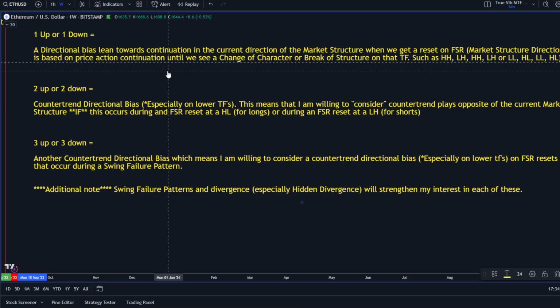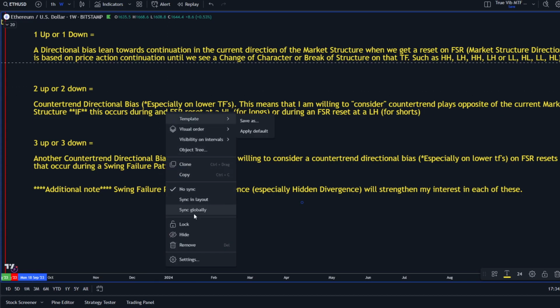But the answer to this, again, what I said is the definition is counter trend directional bias, which means that we've established that the directional bias might be down, but I'm willing to consider, you notice that's in quotations, counter trend plays opposite of the current market structure if this occurs during, I put and, right? Bad English.